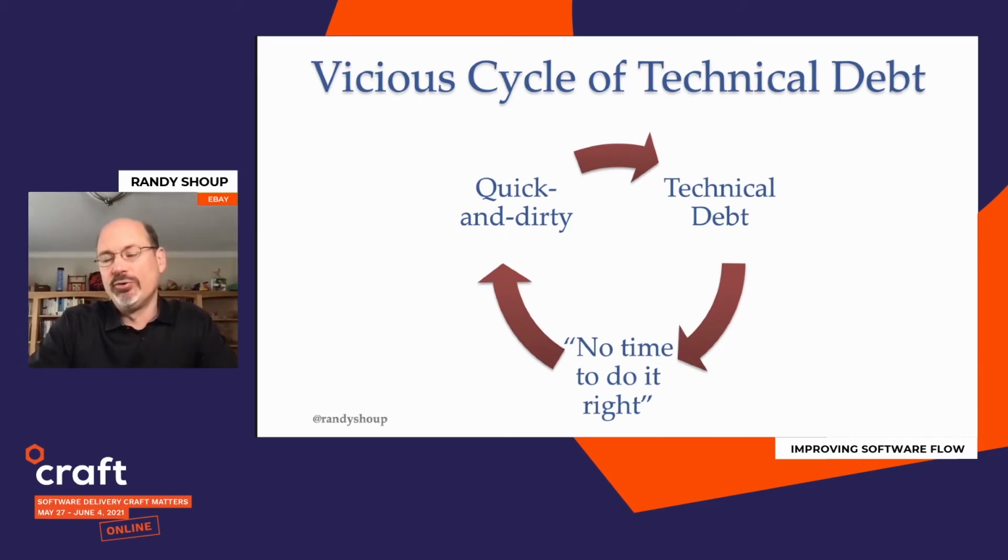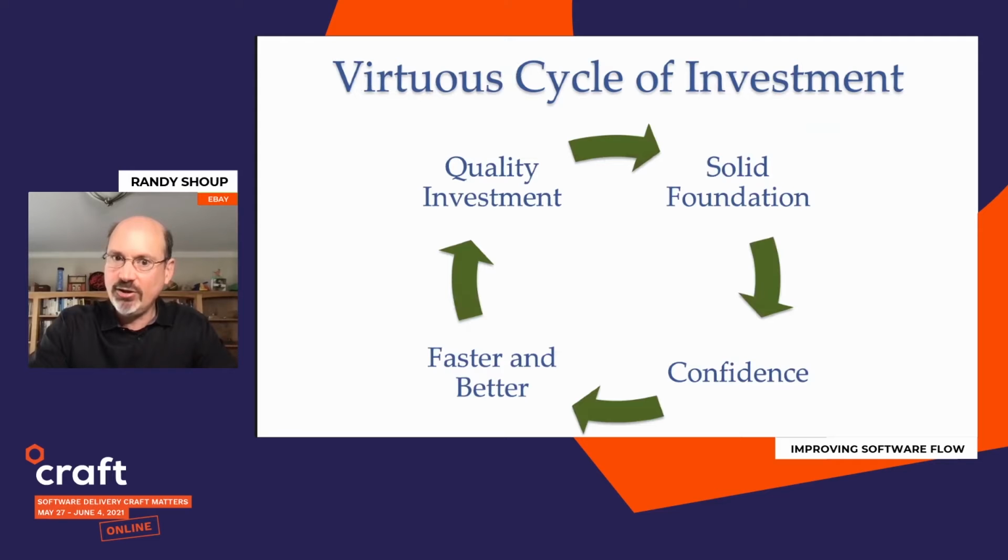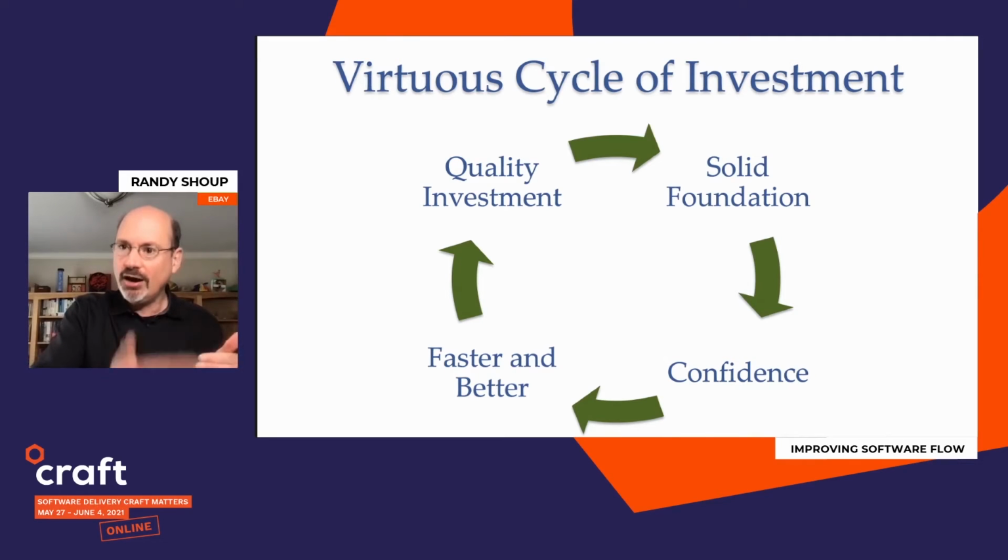But the insight about improving daily work is we want to get ourselves out of this cycle and into a virtuous cycle of investment or improvement. So we make a quality investment, and it can be a small thing. Let's improve the build time from 10 minutes to 5 minutes, or 5 minutes to 2 minutes, or 1 hour to 30 minutes. Make some one improvement that is toward a goal that we like. We have a more solid foundation on which to iterate. That gives us more confidence.